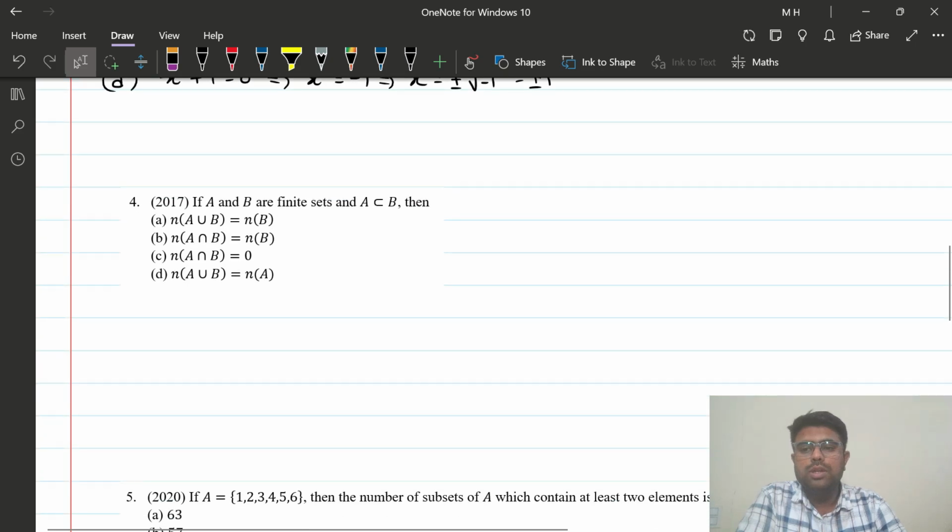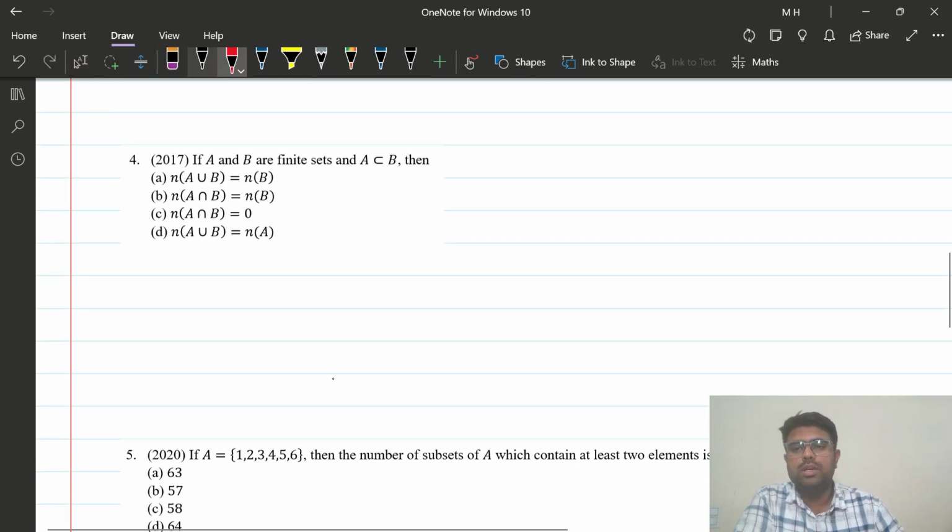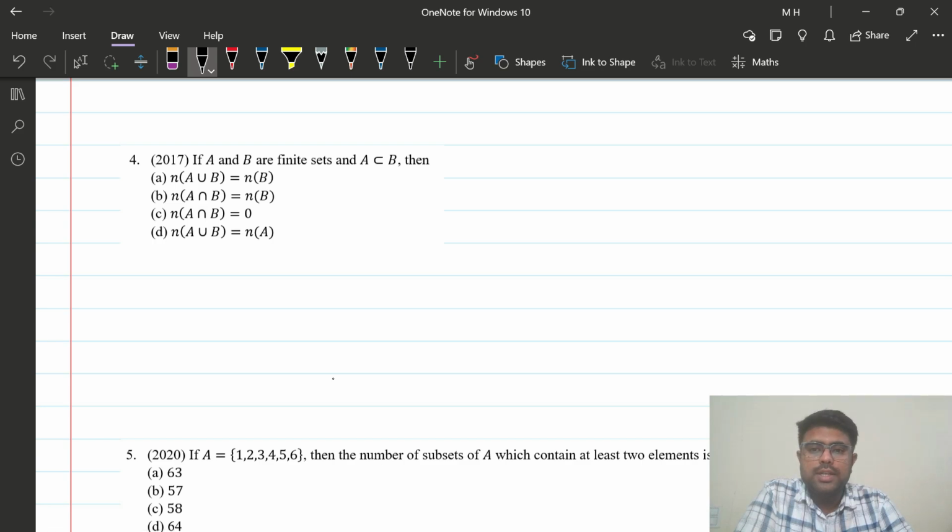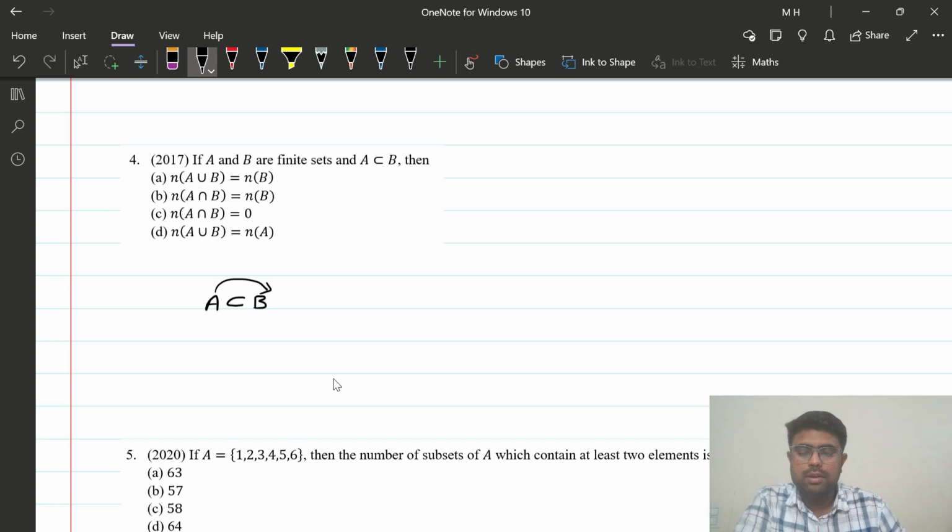Okay, coming to question number 4. What does question number 4 say? If A and B are finite sets and A is a subset of B. What do you mean by A is a subset of B? All the elements of A are in B. Then if you look at the options, it says n of A union B equal to n of B, n of A intersection B equal to n of B, n of A intersection B equal to 0, and n of A union B equal to n of A. Fine. What do you mean by n of A? It is the number of elements in the set A.